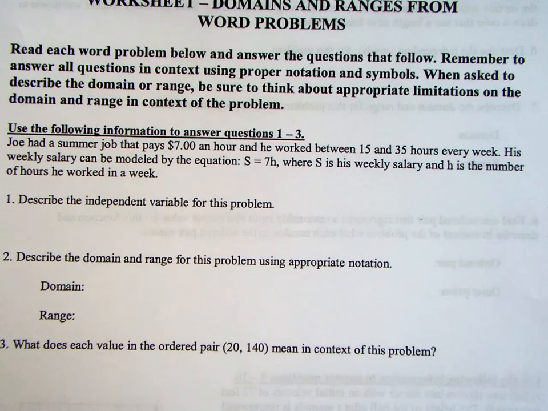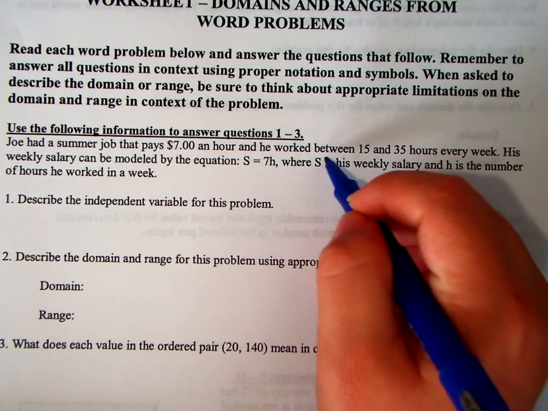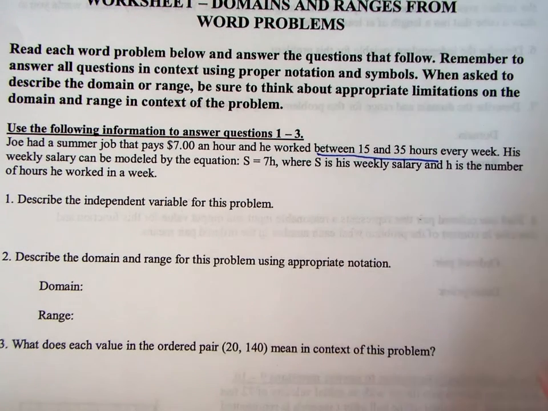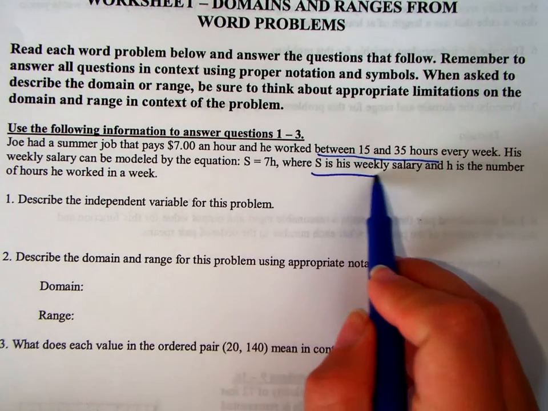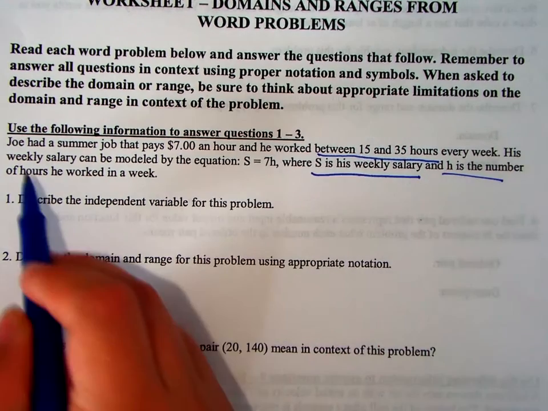Go ahead. Okay. Joe had a summer job that paid $7 an hour, and he worked between 15 and 35 hours every week. His weekly salary can be modeled by the equation S equals 7H, where S is his weekly salary and H is the number of hours he worked in the week.